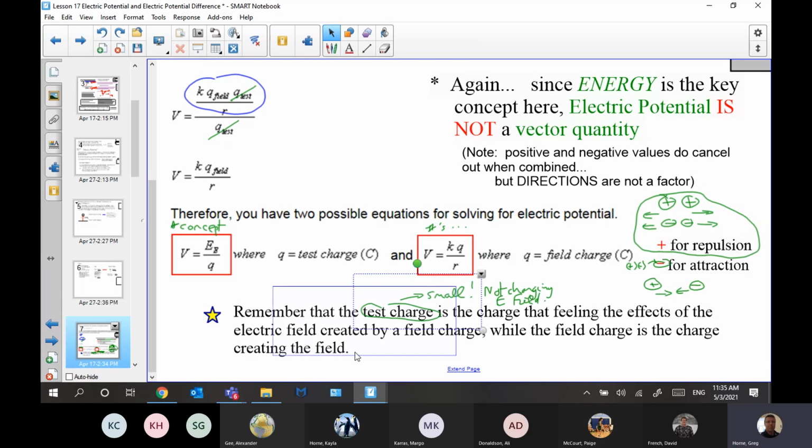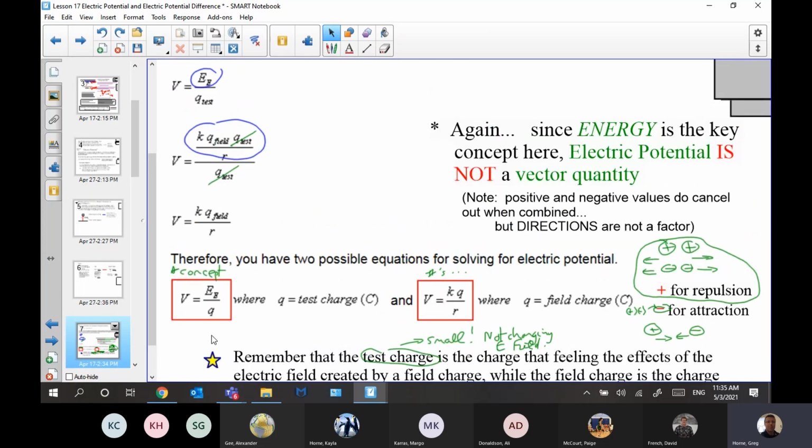Questions about the equations? A couple of new equations to think of, right? So electric potential is the equation that we're doing here. This should be a little bit more highlighted in name, but for electric potential, we have V equals EE over Q. Potential equals electric potential energy per charge. That's the concept. And then the resulting equation is KQ over R, since we know the equation for the electric potential energy.